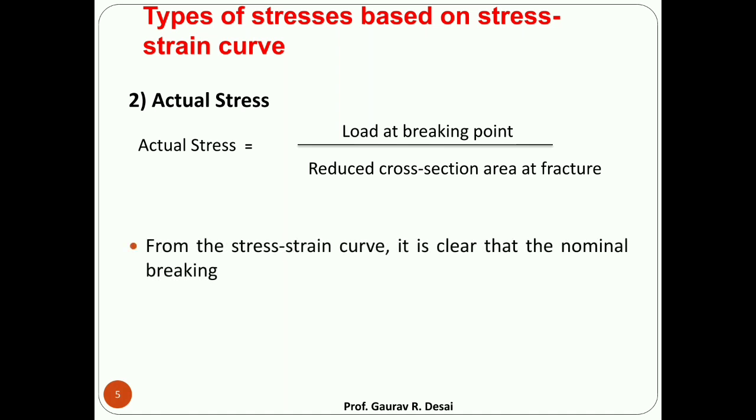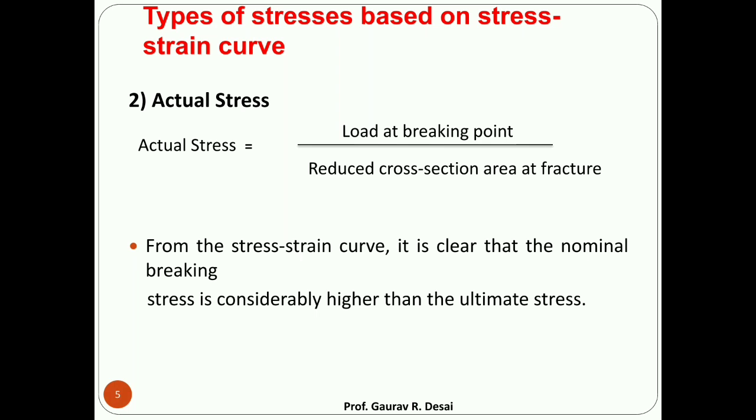And from the stress strain curve it is clear that the actual breaking stress is considerably higher than the ultimate stress. This is a particular stress area at which the region will be more than the ultimate stress. Means this is a particular point on the curve where the stress will be more than ultimate stress, which will lead to ultimate breaking of the bar.